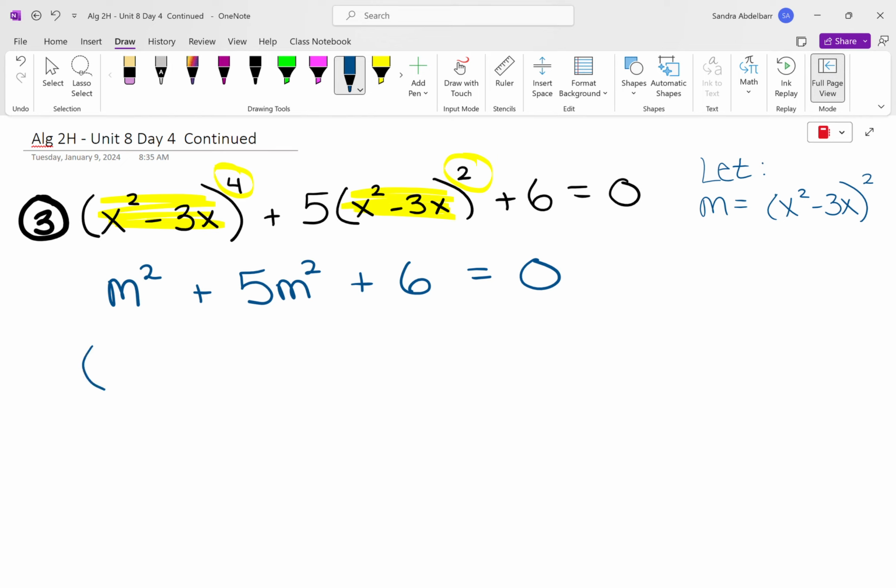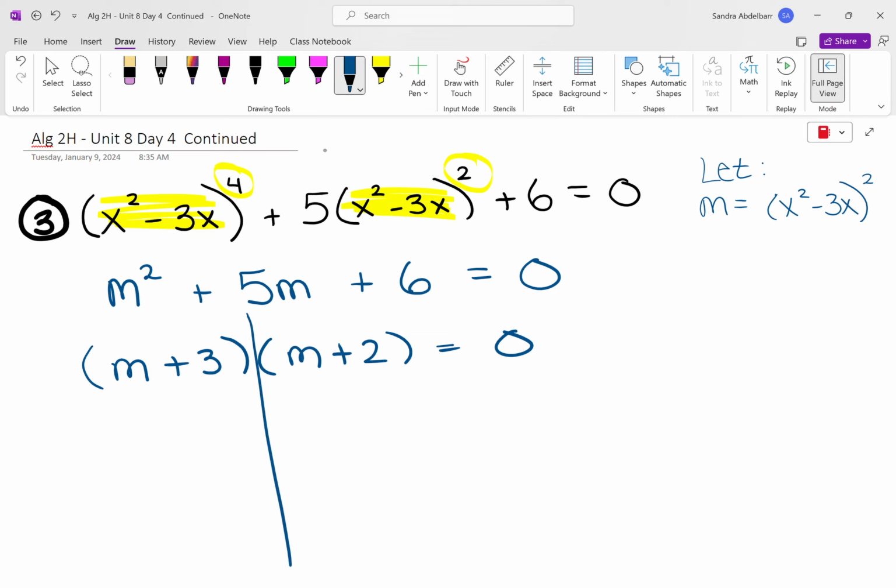So I'm going to get m, I did square twice, sorry. So I'm going to have m plus 3, m plus 2 equals 0. Then I solve. m will equal negative 3, m will equal negative 2. This was the easy part.